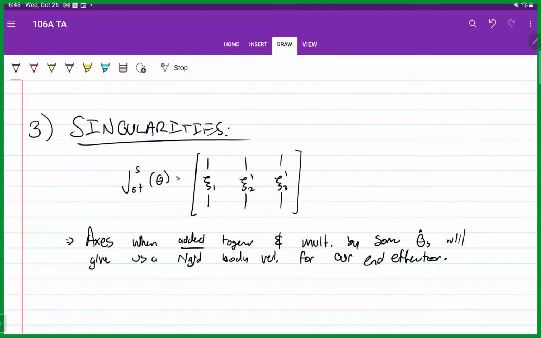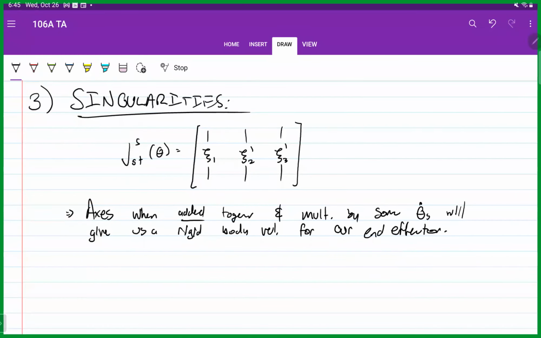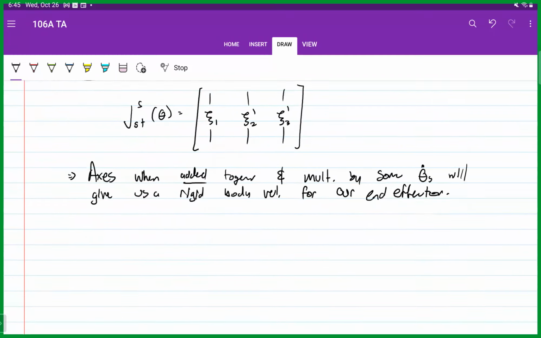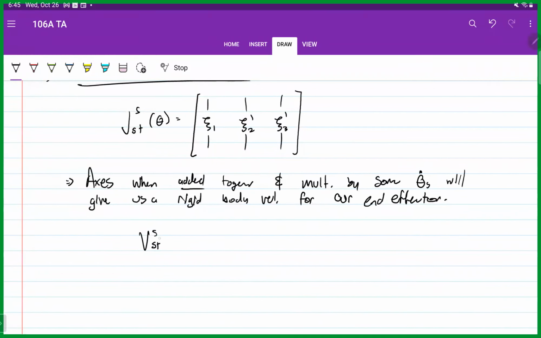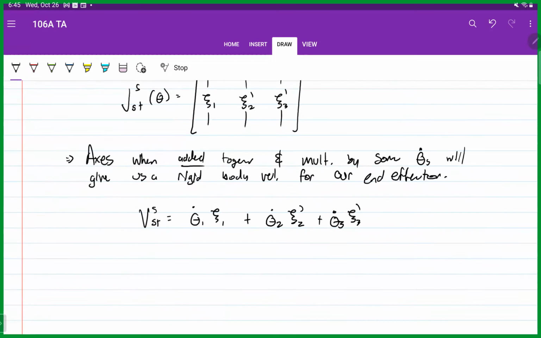Okay, so what does that mean? If we think about what these columns are doing then, they're actually telling us about the directions our end effector can move in. Because our rigid body velocity of our end effector, V_sd_f, is equal to theta 1 dot times xi1 plus theta 2 dot times xi2 prime plus theta 3 dot times xi3 prime, right?